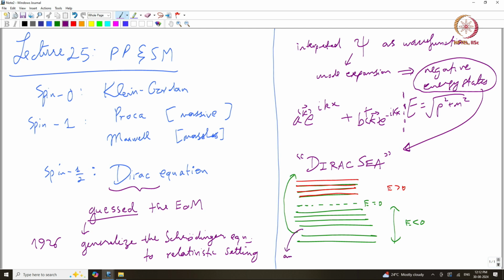So, this hole is what we infer as antiparticles. At some point he also said maybe the proton is the antiparticle of the electron because it has the opposite charge, but of course he conveniently forgot that the proton is about 1000 times heavier than an electron. So, that was wrong, but nevertheless even positrons according to him should be inferred as holes in the Dirac sea. This is the Dirac sea basically, these negative energy filled up states.